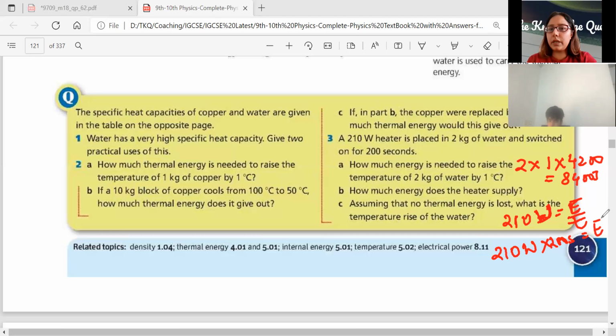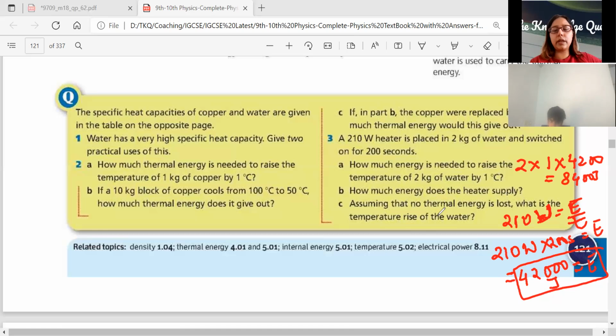So which is equal to how much? 42000. 42000, right? That's the energy, correct? So this much energy is the heater able to provide, right? That's what the heater is able to provide when it is on for 200 seconds, assuming that no thermal energy is lost.